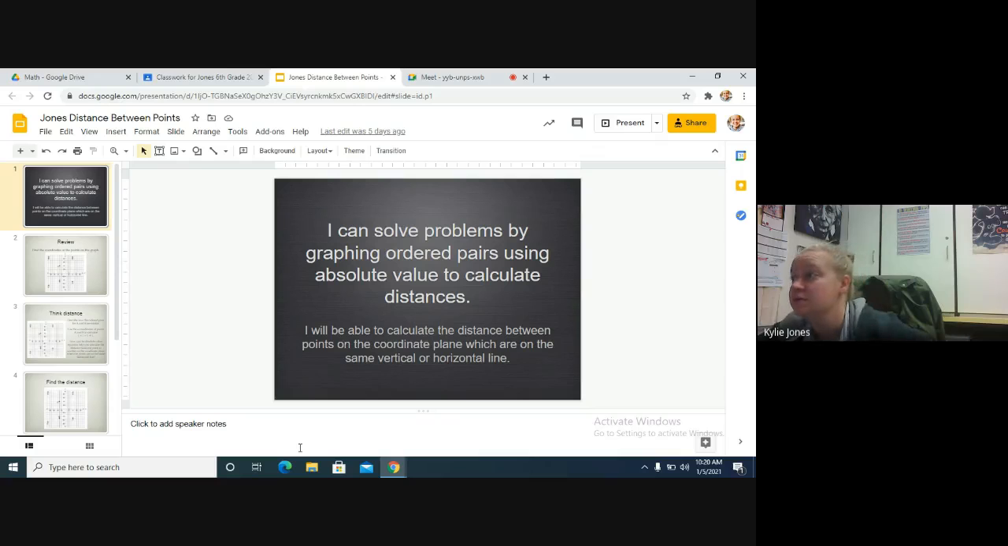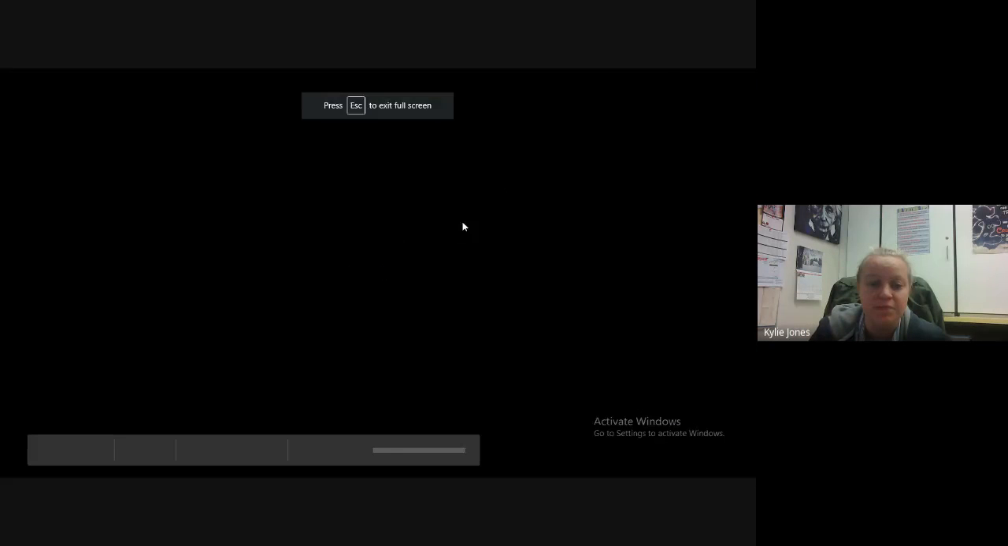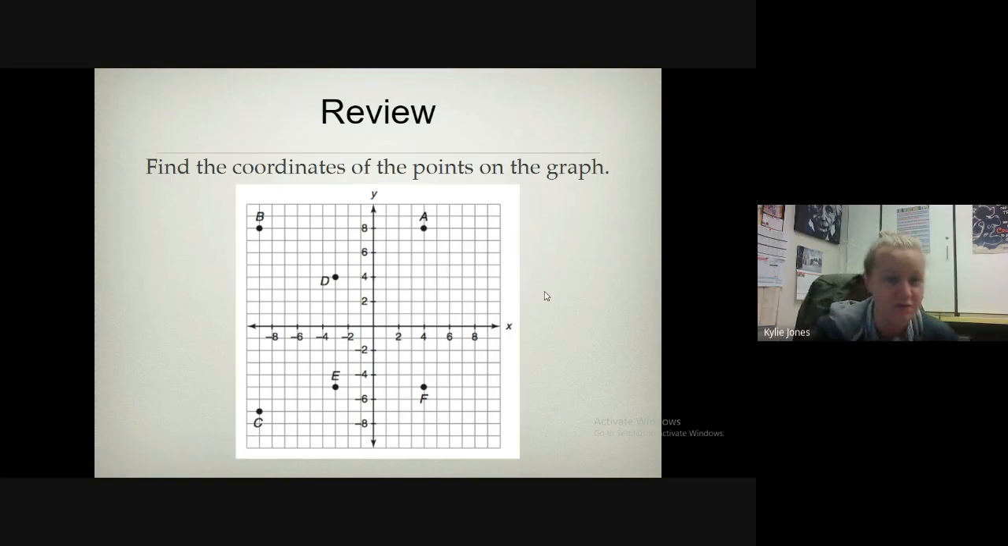So what we're going to do is talk about a coordinate plane and looking at the distance between 2 points on the coordinate plane. So if you look at slide number 2, we have some points on the graph here. We're going to look at these first and just review what the points on the graph are before we get going. So let's look for point A. It's up here on the right. What would be the ordered pair for this if we were to write the ordered pair?